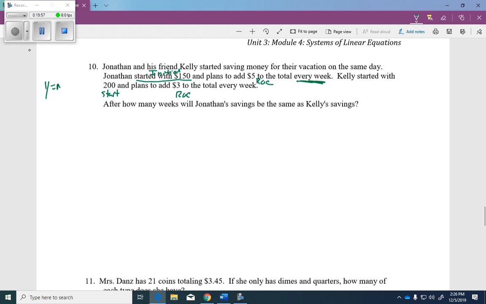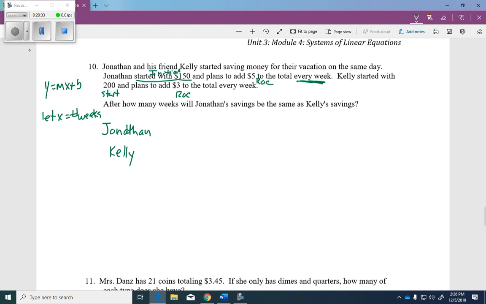So again, this is in y equals mx plus b form, because remember, m is your rate of change and b is your initial amount. So I have to write two equations, one for Jonathan and one for Kelly. And remember, your x is always the variable next to the rate of change. So to figure out what to let x equal, go look at the rate of change and see what it's about, it's every week. It means that x is the number of weeks.